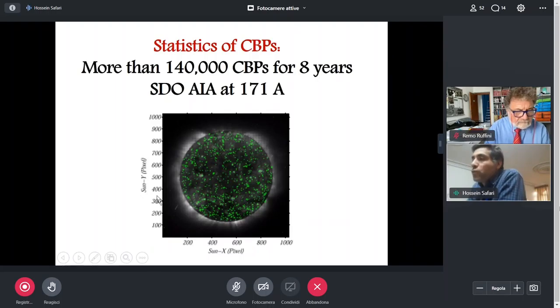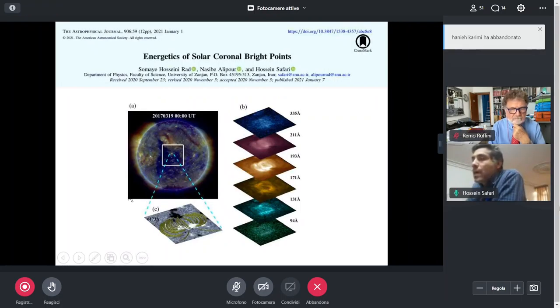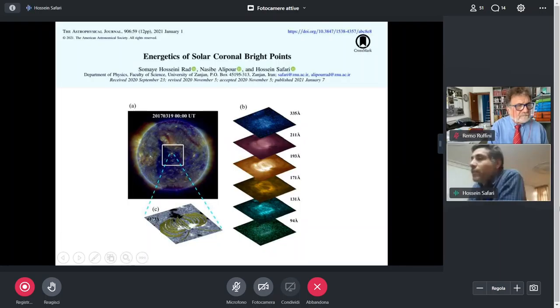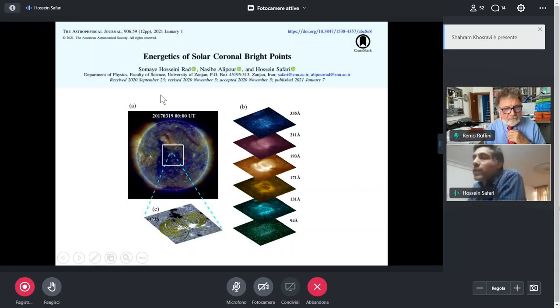Also, we applied the method to 8 years of SDO AIA 171 angstrom images. We find more than 140,000 coronal bright points in SDO AIA images. And in this image, you see more than 800 coronal bright points in one solar full disk image. Now, after identification and tracking of the features, we can compute the energetics of solar coronal bright points. We have not yet determined the campfire energies, but we published the result for the coronal bright points in this paper.